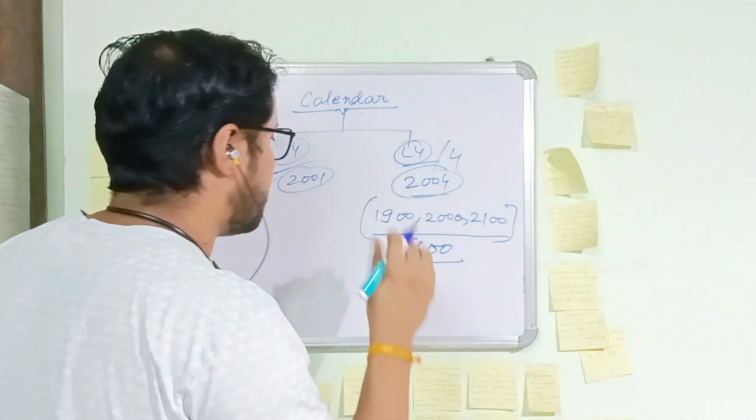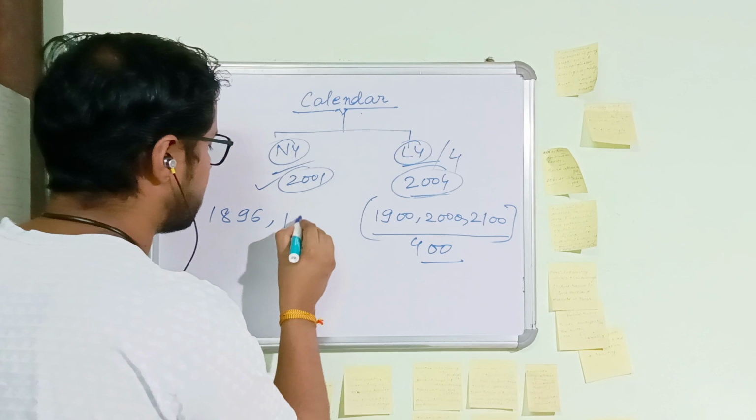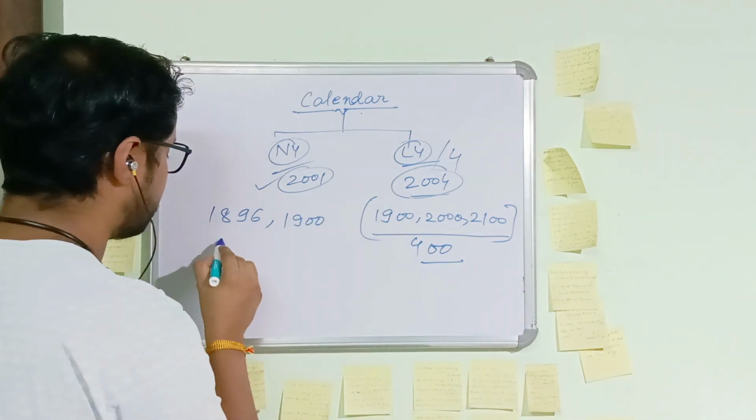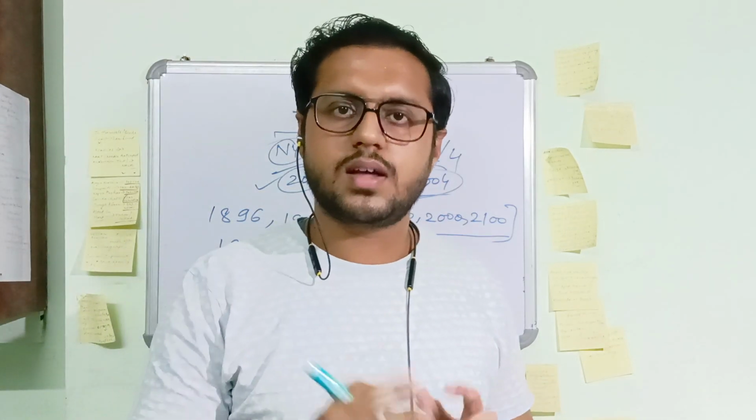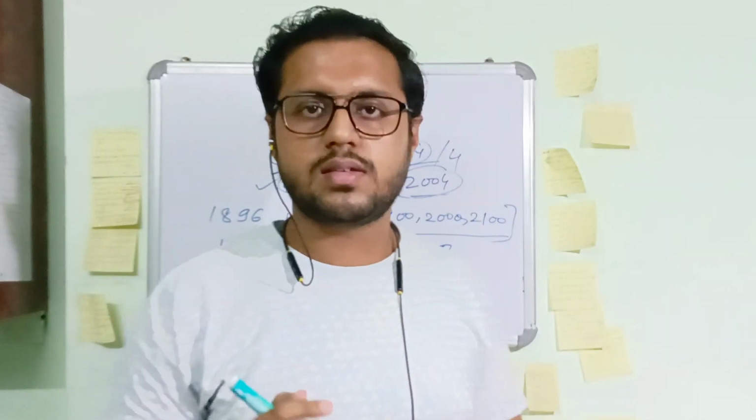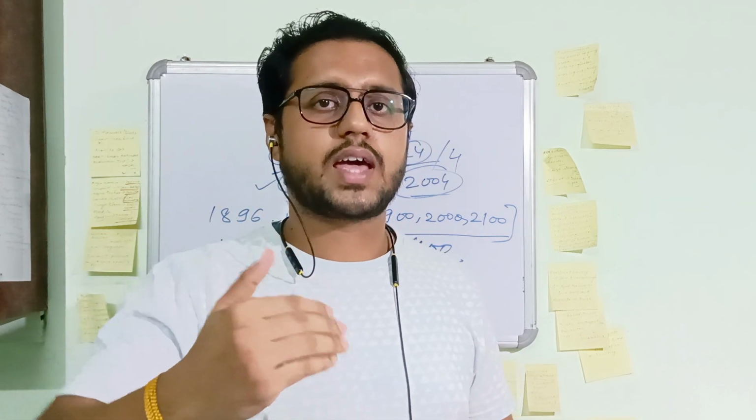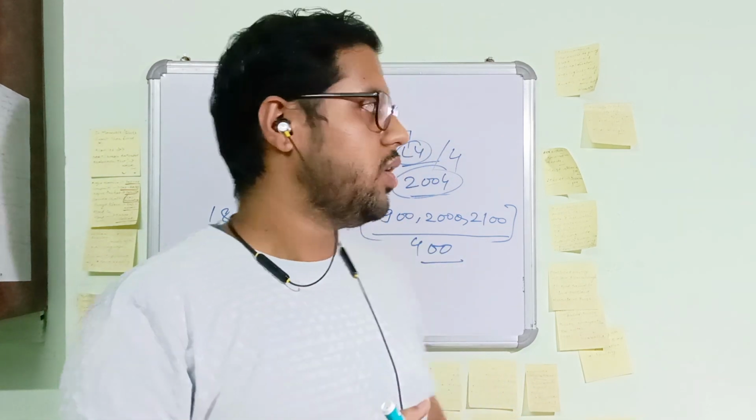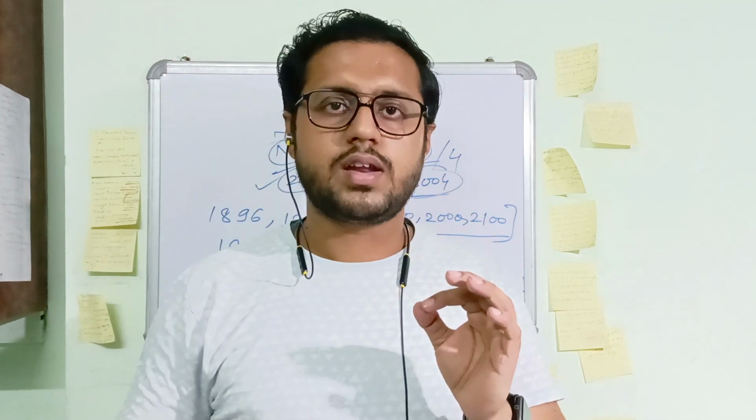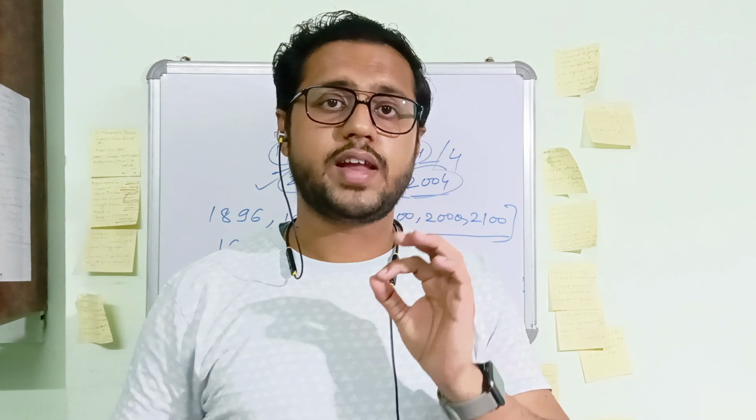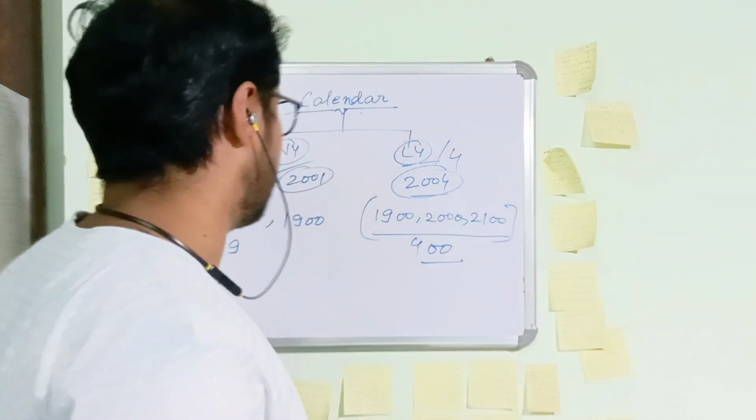So let's take one example: 1896, 1900. A leap year is a year that repeats after a gap of 4 years. And in a leap year, February has 29 days. How many days in February? There are 29 days in February.